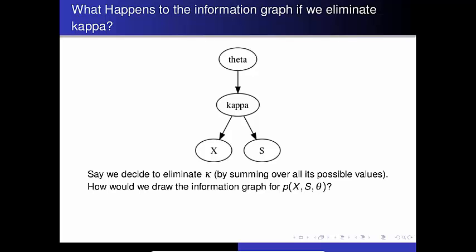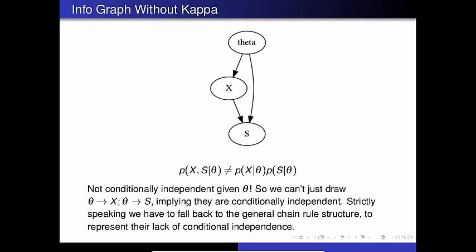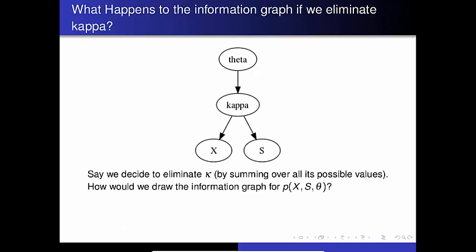The first point that I want to make is that if we were really trying to do this right without kappa, the model structure that we'd have to have would look like this. In other words, s would have to have an edge, being dependent upon not just theta, but also x. Why? Because x and s are not conditionally independent given theta, because they're connected through this kappa.